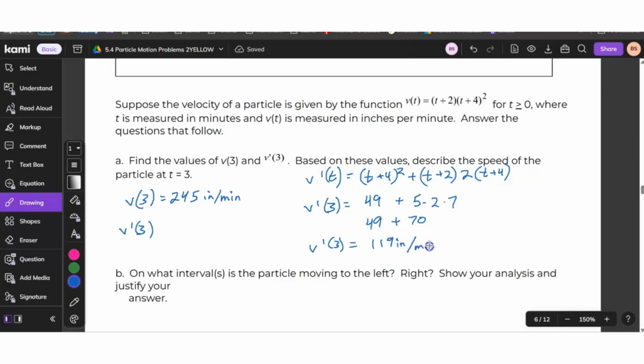inches per minute squared. Now, really, it didn't even necessarily matter once I knew it was positive. That's the important thing. So what's going on? Well, v of 3 is positive, and a of 3 is positive, so the particle is speeding up. Now, let's be more specific. Speeding up how or where? To the right.